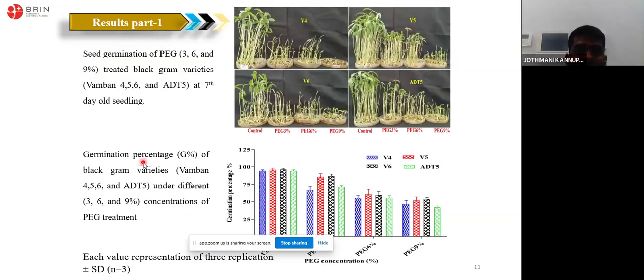This slide shows the result where we evaluated the germination percentage of black gram varieties under different concentrations of 3, 6 and 9% PEG treated black gram seeds. Each value represents the average of 3 replications with standard deviation. It shows that seed germination was significantly affected by drought stress in the 1.4, 5, 6 and ADT5 varieties. The germination percentage decreased with increasing PEG concentration, while the highest decrease was recorded at 9% PEG treatment in all the varieties.